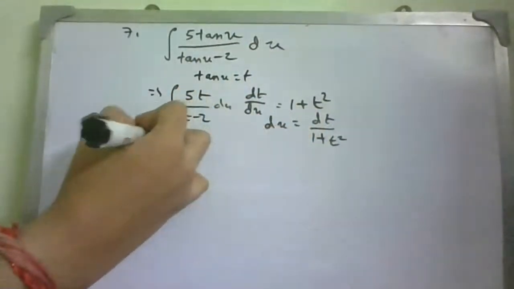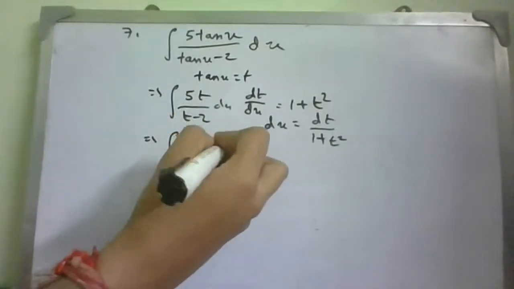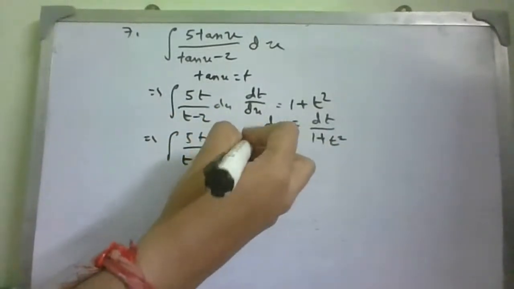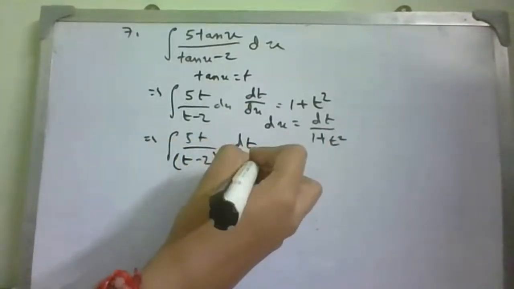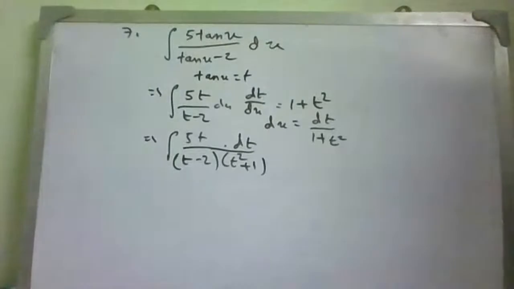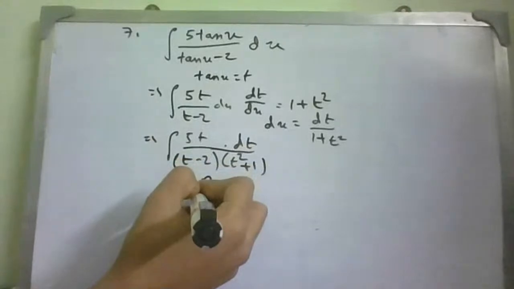So if we write dx over here, we can see that this is 5t over t minus 2 times dx, that is dt over t square plus 1. Okay, some interesting stuff now. We can use partial fractions from here. So how to use partial fractions? We can just assume that this particular thing is of the form.